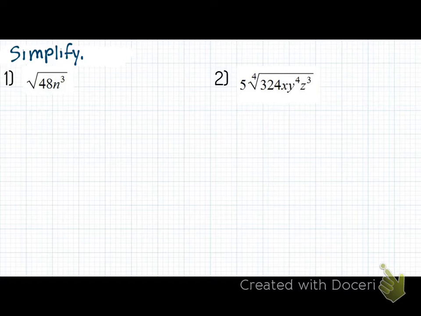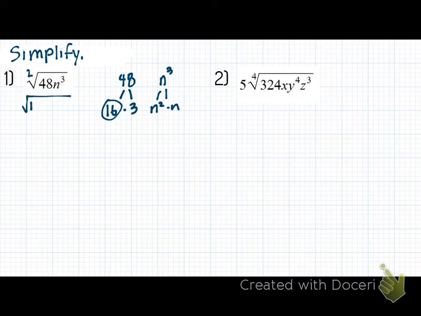So, on this example, we have the square root of 48n cubed. I know that my index here is 2, so I want to figure out what two numbers would multiply to that. So I'm going to start with a factor tree, just like we learned in the other lesson. 48 becomes 16 times 3, right? And I want to make sure I know what my square roots, cube roots and such are. So I know 16 is the square of 4. So n cubed, I could look at as n squared times n, right? So I'm going to use these numbers or factors to rewrite this. So 48 becomes 16 times 3, n cubed becomes n squared times n.